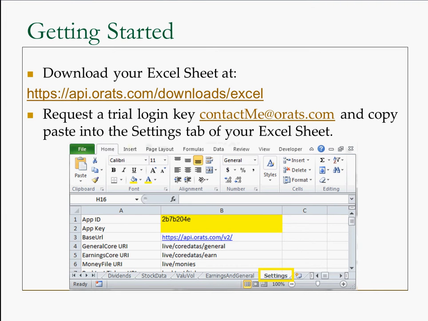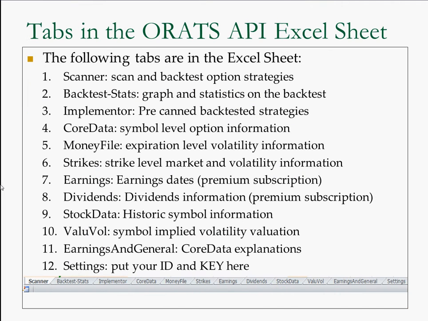You can go download your own Excel sheet at api@orats.com, downloads for Excel, and then send us an email to request your own login, which you will copy into the Settings tab of the sheet. The sheet has the following 12 tabs.